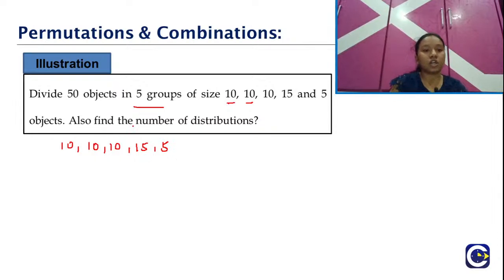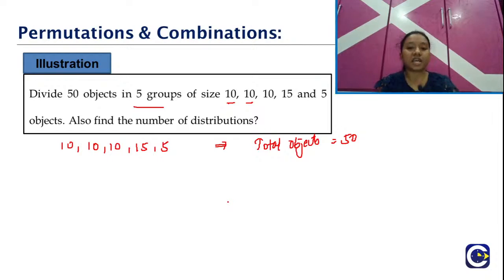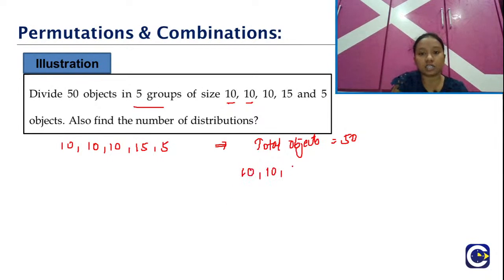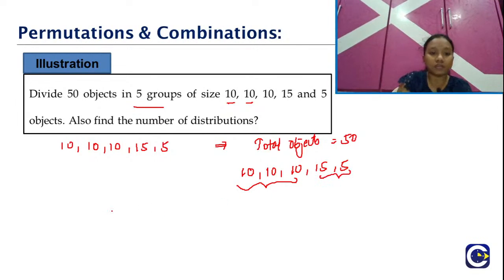So here, what are our total objects in this given case? So total objects will be 50, guys. And the group sizes which we have to divide are 10, 10, 10, and the next ones are 15 and 5. So these 3 are of the same size and the other 2 are of different sizes. So how will we be dividing here?